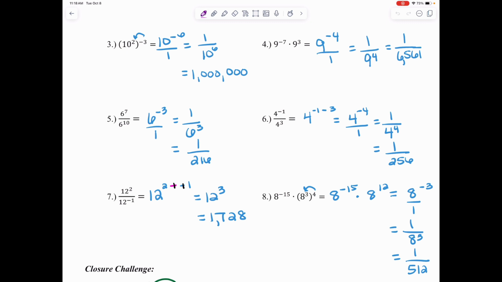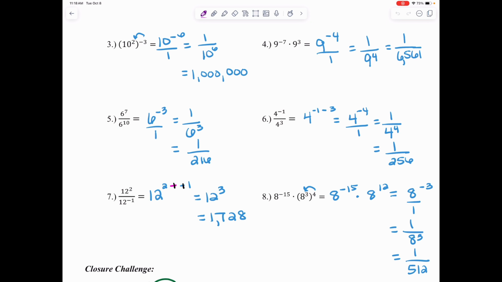In 7, you've got a +2 on top. You're subtracting because that's the rule. You can see that in pink. A negative 1 as the exponent on the bottom. So those double negatives actually make it 12 to the third, which is 1,728. And then in number 8, you have power to a power.